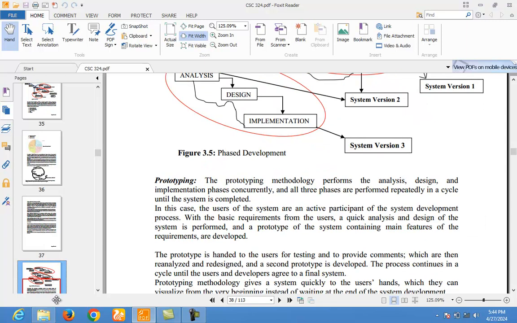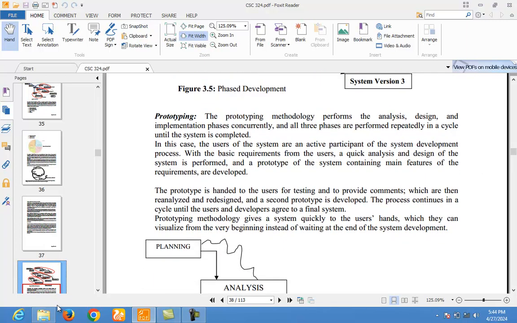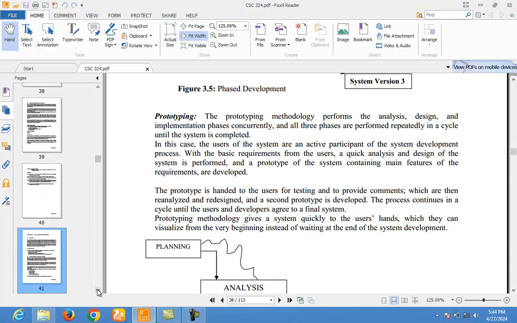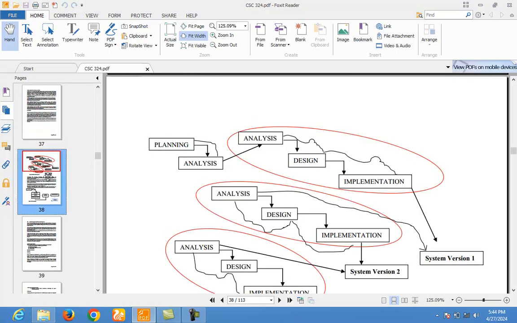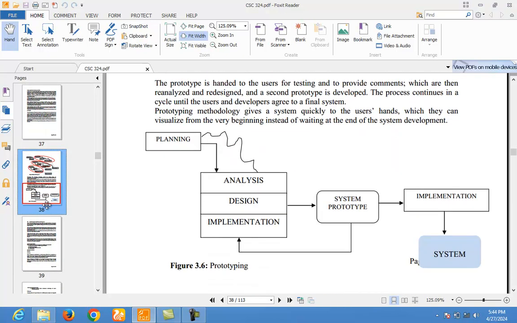It works in phases. Then prototyping performs the analysis, design, and implementation phases concurrently, and all three phases are performed repeatedly in a cycle until the system is completed. Let's see the diagram for that. This is prototyping. You can see from planning, analysis, design, implementation to system prototype, implementation of the system.